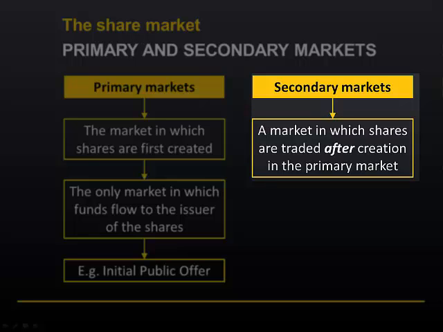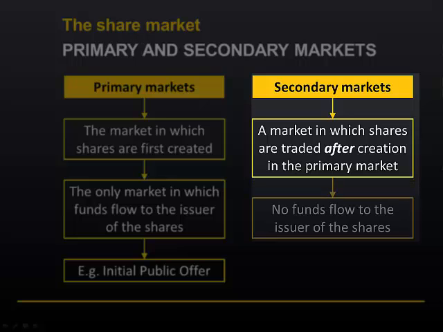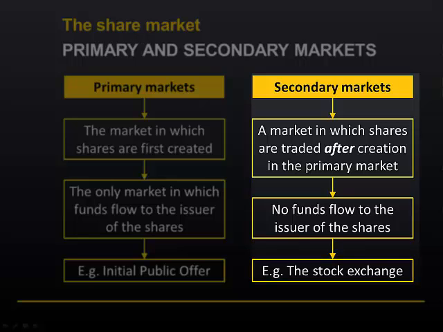A secondary market is a market in which shares are bought and sold after they have been created in the primary market. Funds from buying and selling shares in the secondary market are transferred between investors. No funds flow to the issuer of the shares. The main example of the secondary market for shares is the stock exchange, and we'll talk more about stock exchanges later in this module and also in the next one.